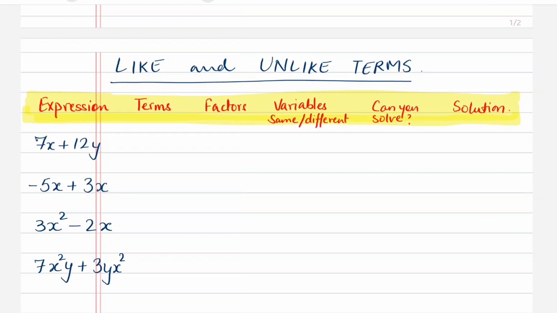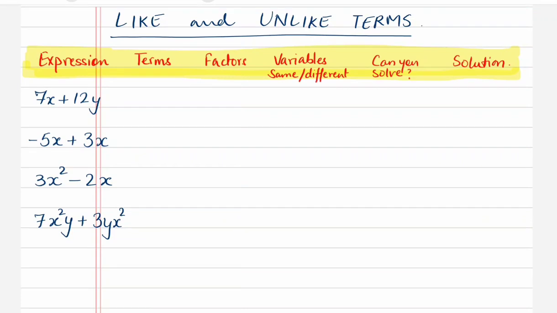Because you can only add or subtract your like terms. You cannot add and subtract unlike terms in algebra. Now, what does that mean? So let us suppose we have a few expressions here, which I have already written.